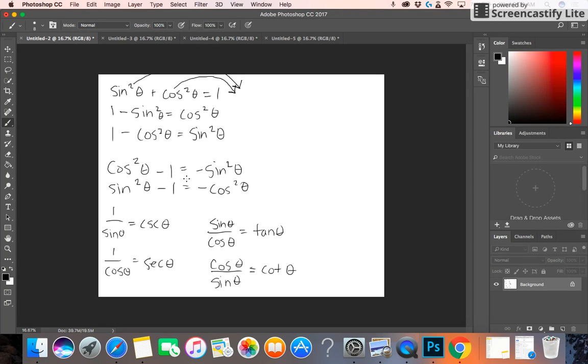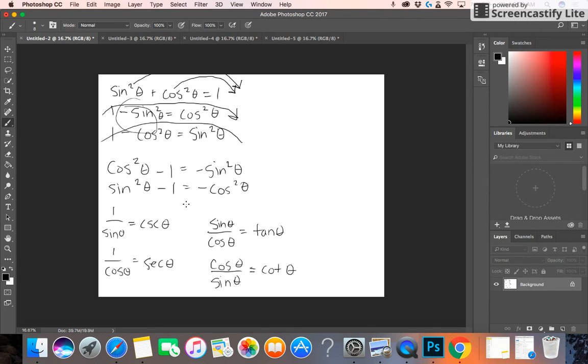And then that can be further switched around. So if the 1 was carried over to the other side to make it cosine squared minus 1, you're left with the negative sine squared over here. And then vice versa, the 1 is moved onto this side, so sine squared minus 1 equals negative cosine squared, sorry.